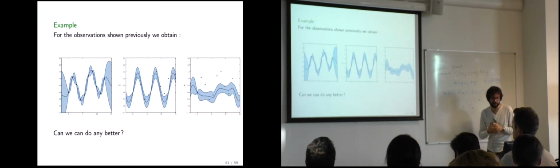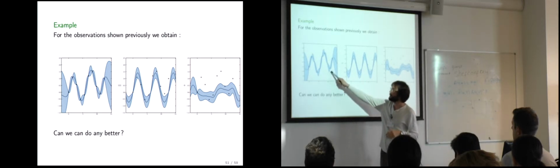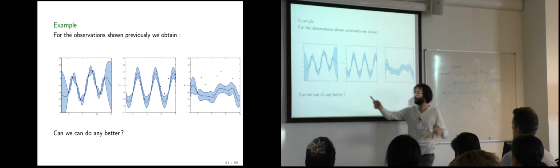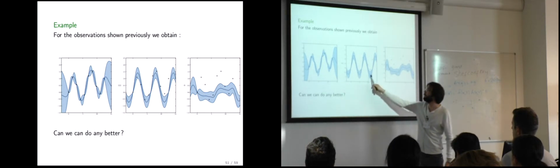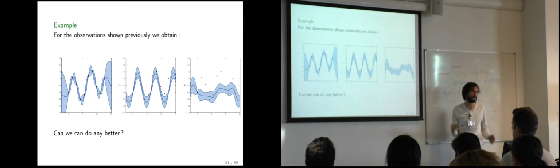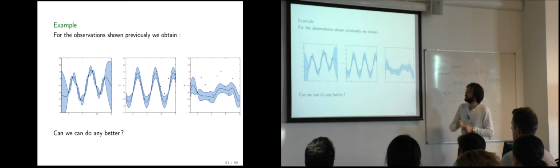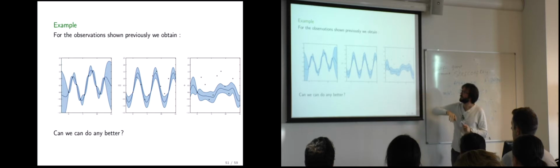And for the observations we had previously, so those are the observations. This is the model we obtained with the Matern kernel, and according to the expression I just gave, we can split this model into a periodic component and an aperiodic component. So given the model, we can split it to extract just the periodic component of it. Now we're going to see we can do things a bit better.